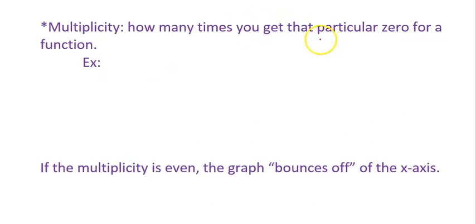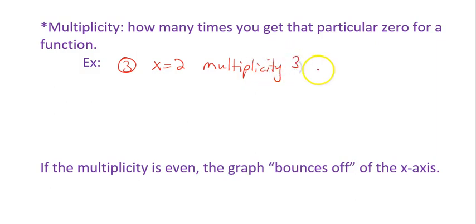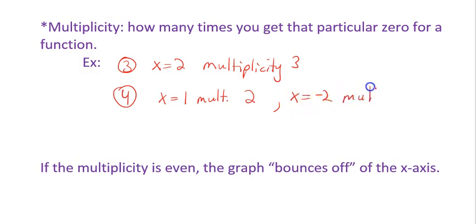Multiplicity is how many times you get a particular zero for a function. So in example 3, if you scroll back up and look, we got x equals 2 as one of our answers. We would say that was x equals 2 with a multiplicity of 3 because it counted 3 times. In example 4, we had x equals 1 with a multiplicity, and I'm just going to abbreviate, of 2 because it counted twice. And x equals negative 2 was our other answer, and it also had a multiplicity of 2.